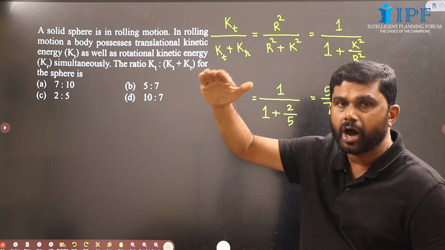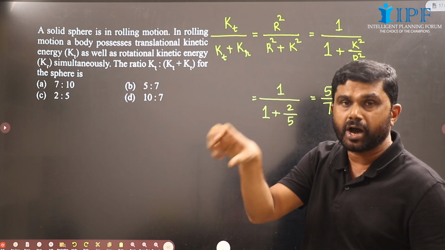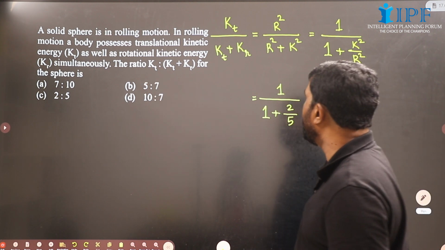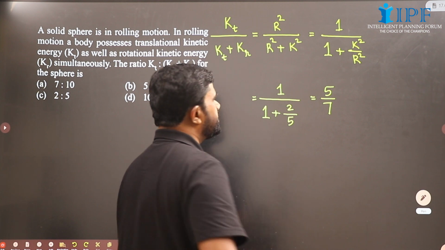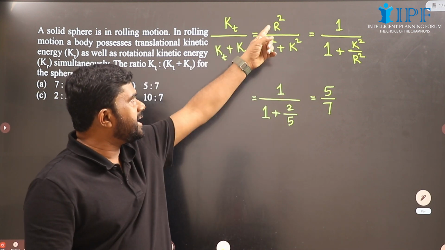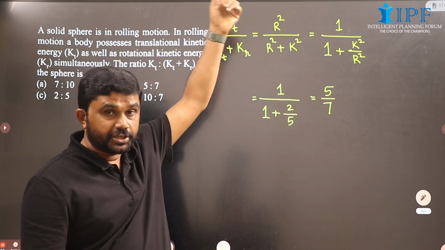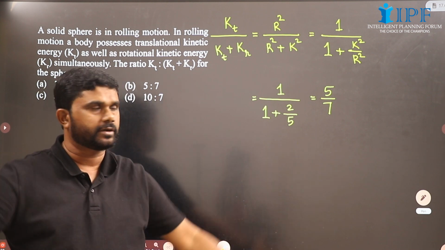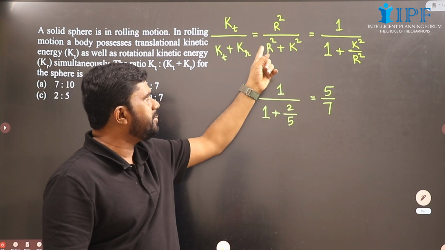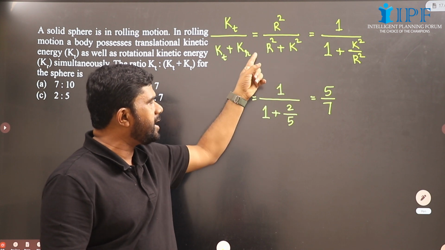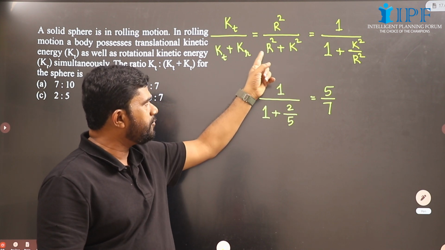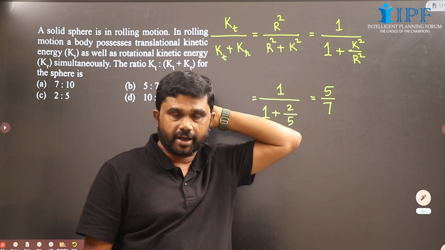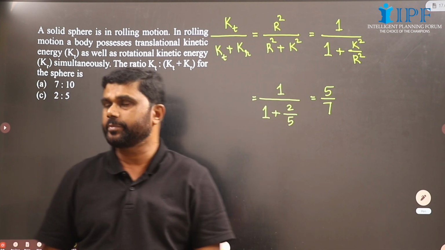Translational corresponds to R square. Total corresponds to R square plus K square. So we have R square divided by R square plus K square. Now you can take that R square in the numerator to the denominator. So it will come in the denominator of the denominator. Means it will be 1 divided by R square plus K square by R square. So 1 divided by 1 plus K square by R square. Here we have 1 divided by 1 plus K square by R square.